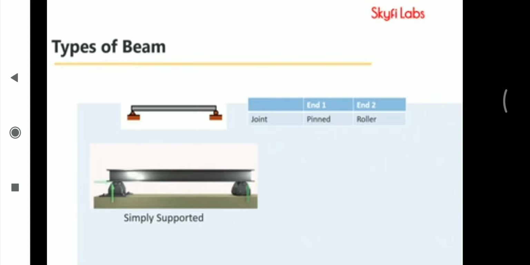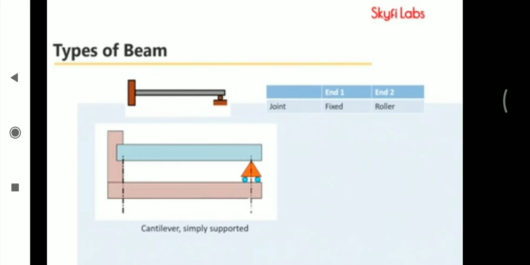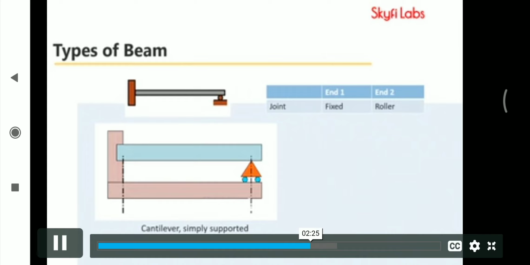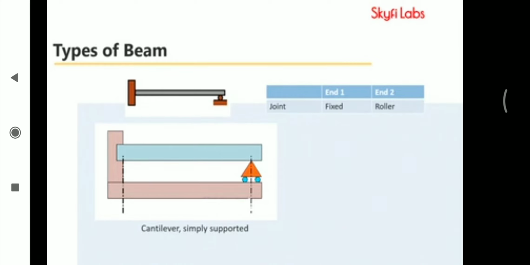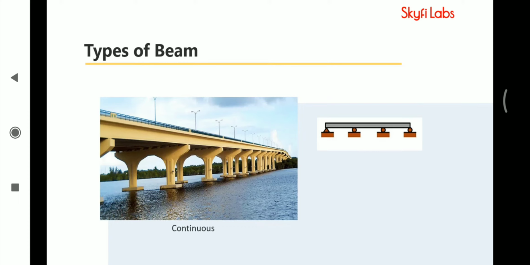A beam fixed on both ends, and restrained from both rotation and translation at the ends, is said to have fixed ends. The beam can be fixed at one end, acting as a cantilever, and simply supported at the other end. An overhanging beam is a simple beam, extending beyond its support on one end. If the beam is extending beyond its supports, in both ends, then it is a double overhanging beam. A beam extending over more than 2 supports is a continuous beam.